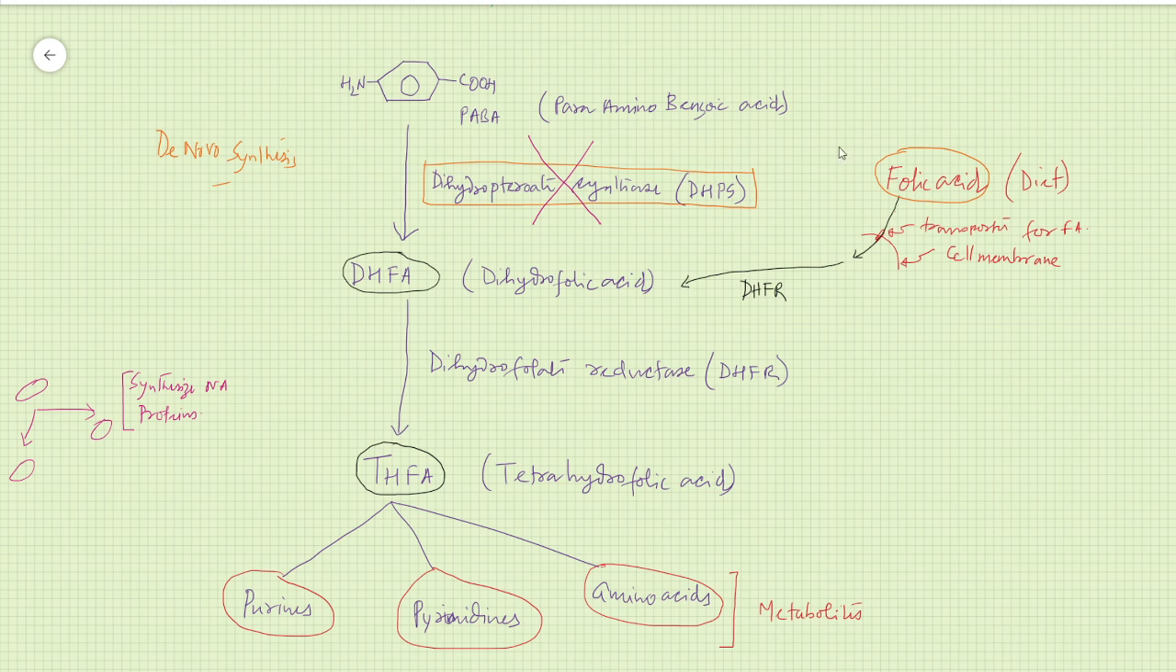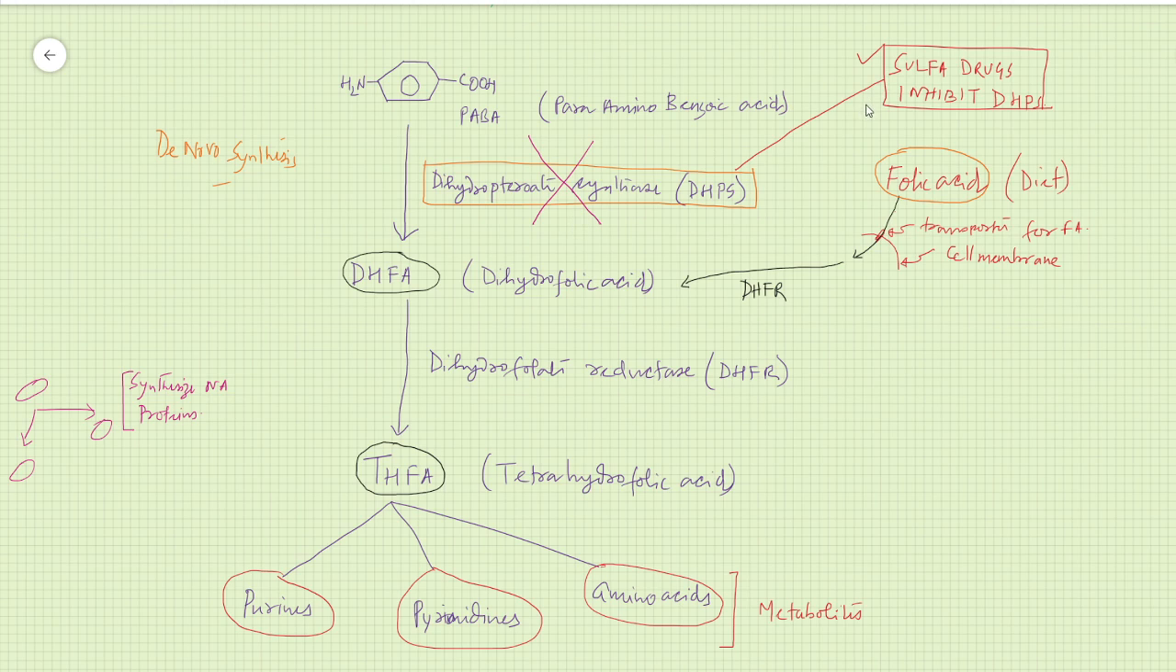Okay, so sulfa drugs, let's write it down here. What's the mechanism of sulfa drugs? Sulfa drugs inhibit what? Dihydropteroate synthase. So what's the mechanism of action of sulfa drugs? Sulfa drugs inhibit dihydropteroate synthase.